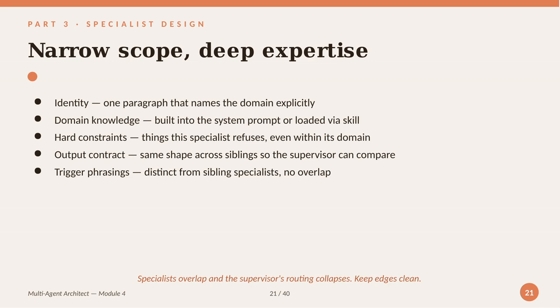5 things every specialist needs. Identity. 1 paragraph that names the domain explicitly. You are a senior Rust engineer specializing in async runtimes and lifetime correctness. Not your code helper. The narrowness is the point.